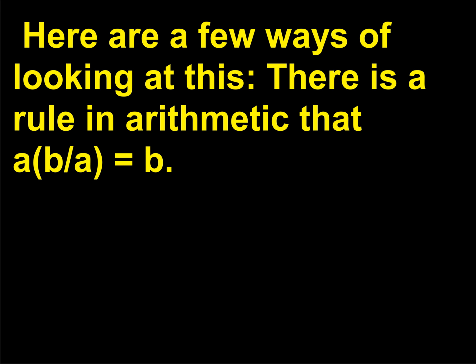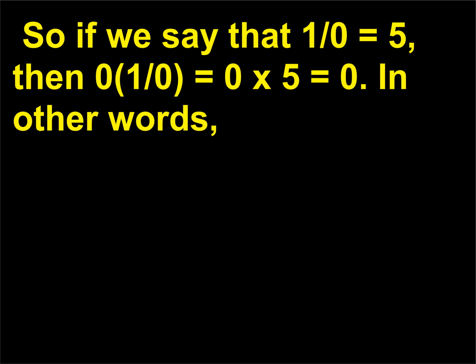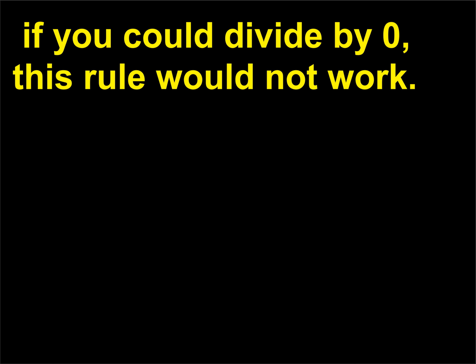There is a rule in arithmetic that a × b/a equals b. So if we say that 1/0 equals 5, then 0 × 1/0 equals 0 × 5 equals 0. In other words, if you could divide by 0, this rule would not work.